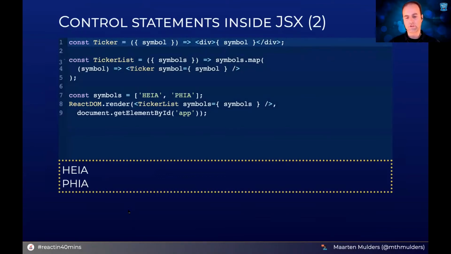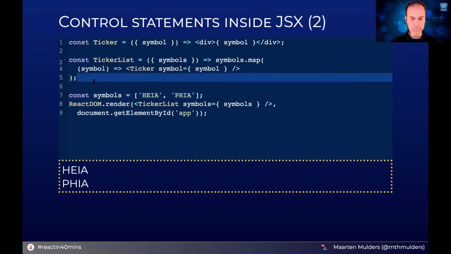Another popular control statement that we can use is a loop. In this case, I'm declaring an array of ticker symbols. Both are famous Dutch companies, Heineken and Philips to be more precise. And let's imagine that I want to have a ticker list for them. What I do is I say I have a prop, which is called symbols. And I'm going to map each element of it. It's an array, I know that. So I'm going to invoke the map method.